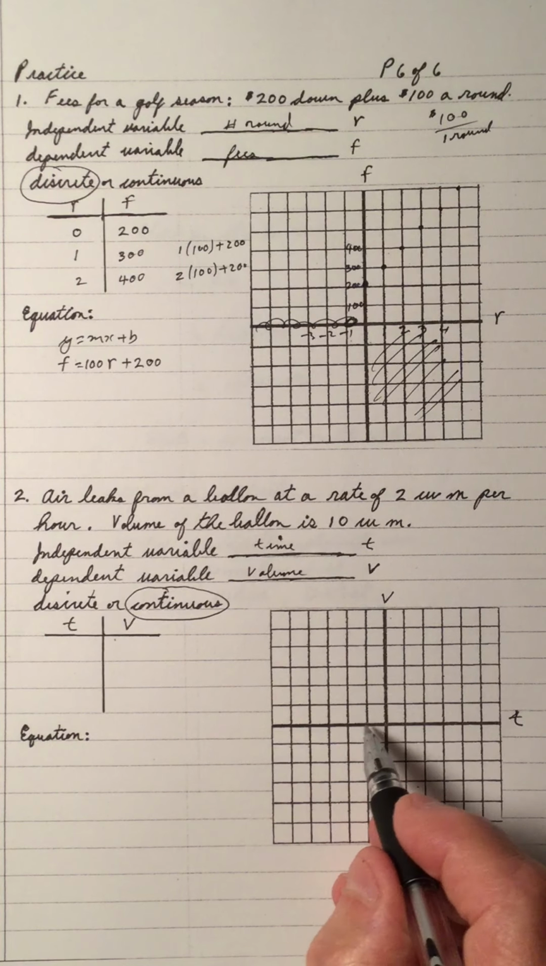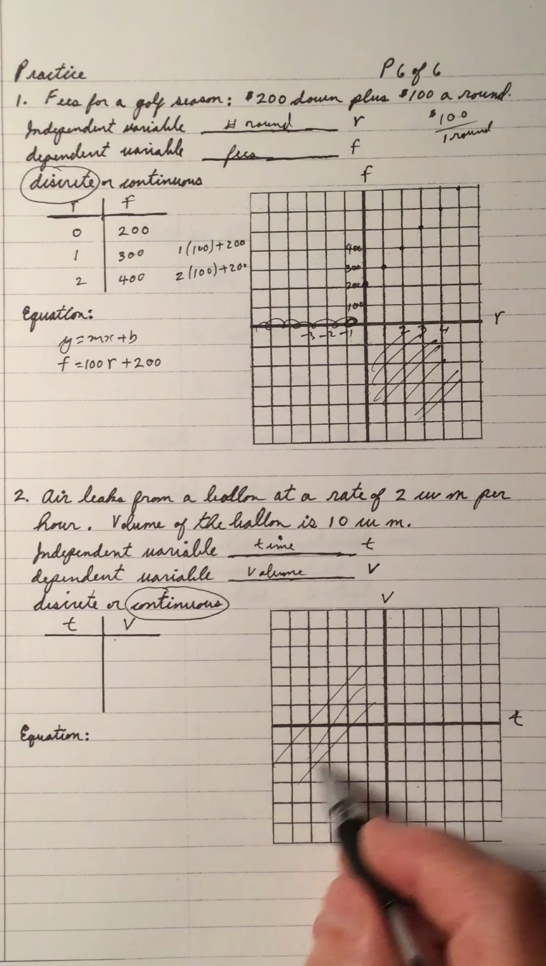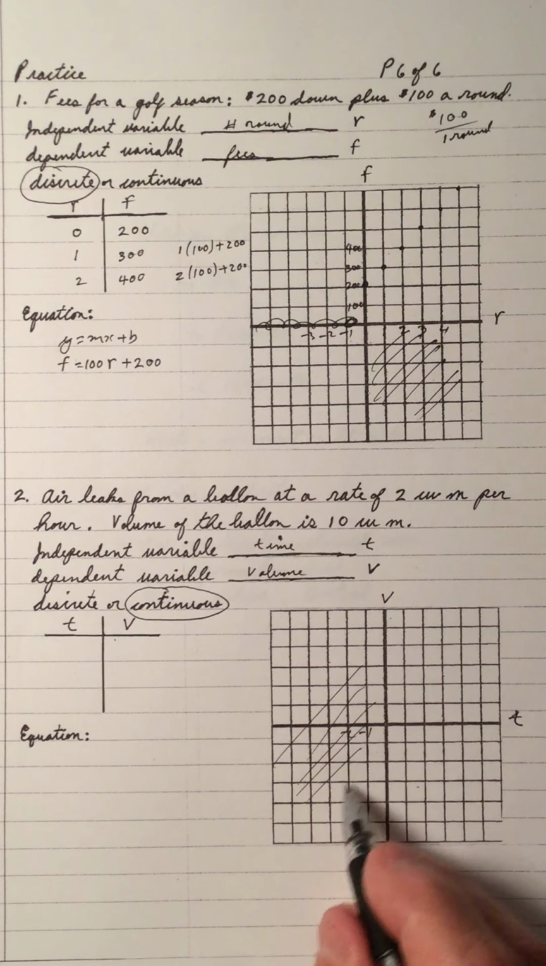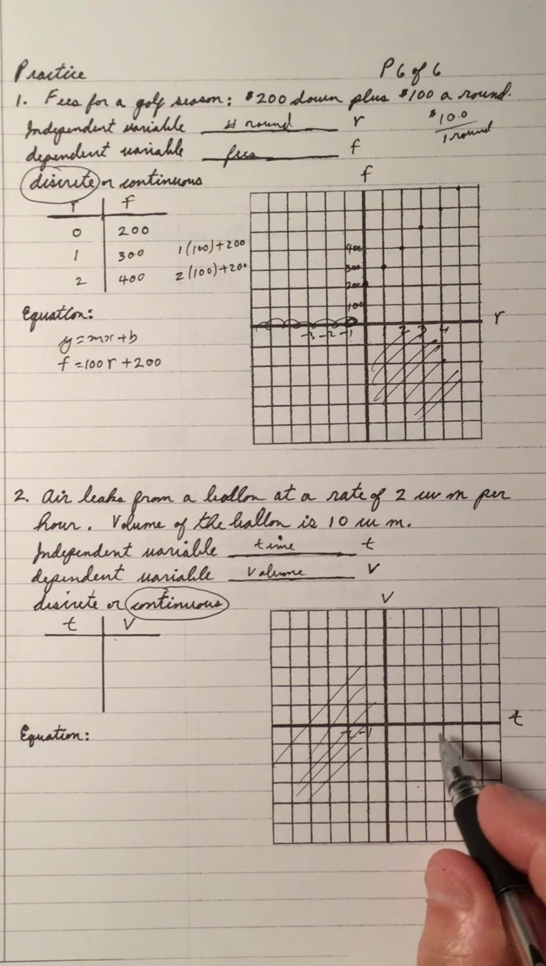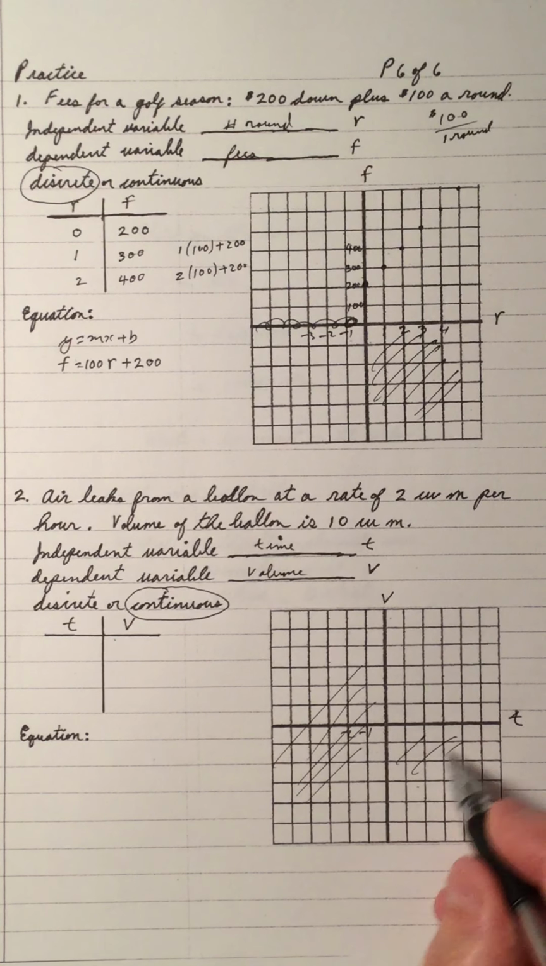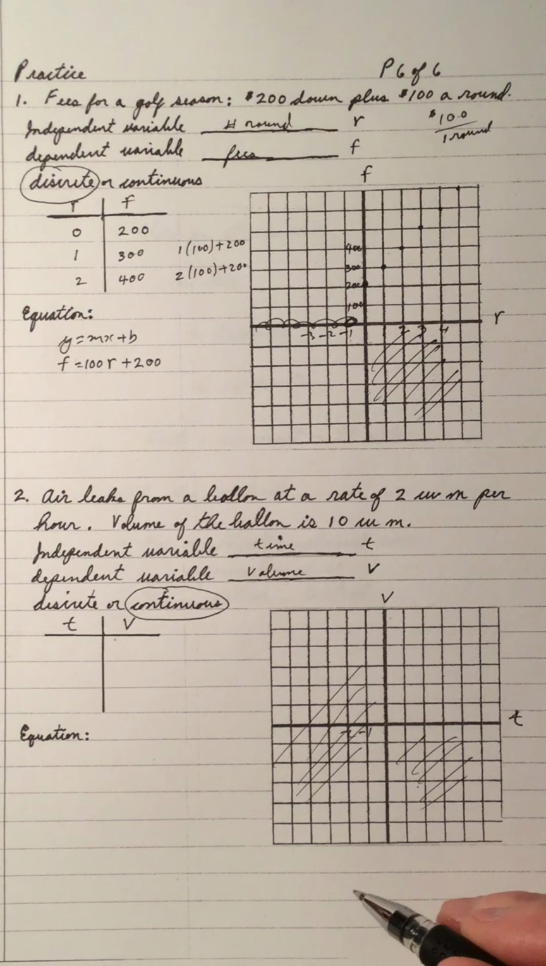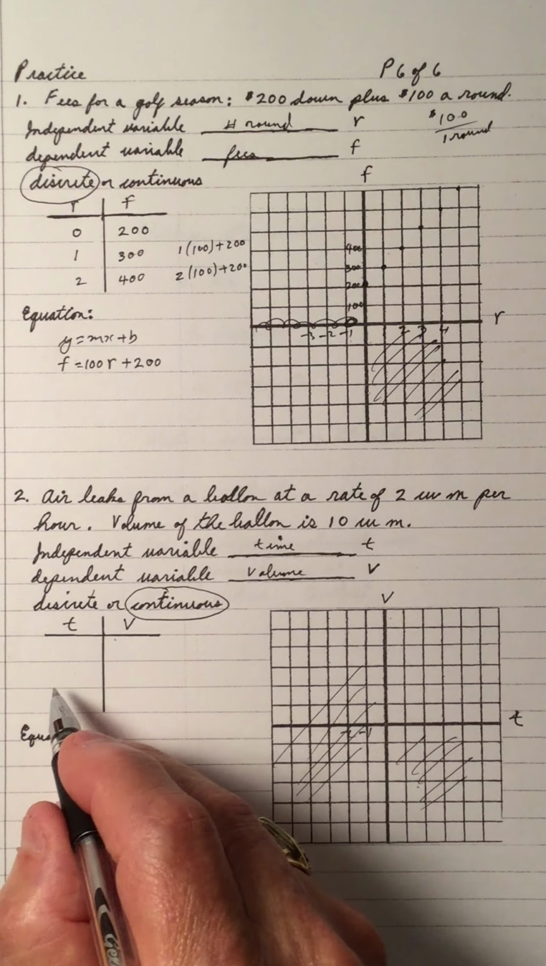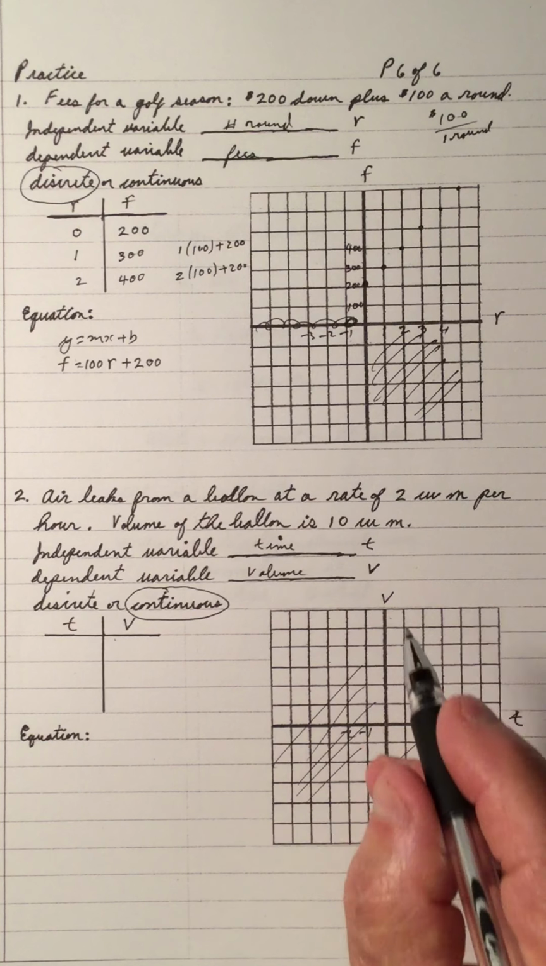And again, we can't be on this side of the graph because we can't have negative time. We can't be over here on this side. And we can't be down here because once the air is leaked out, the volume has to stop at 0.